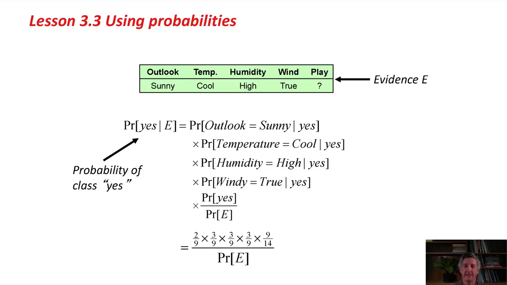We don't know what Pr of E is, but it doesn't matter because we can do the same calculation for Pr of no given E, which gives us another equation just like this. And then we can calculate the actual probabilities by normalizing them so that the two probabilities add up to 1. Pr of yes given E plus Pr of no given E equals 1. It's actually quite simple when you look at it in numbers. And it's very simple when you look at it in Weka as well.